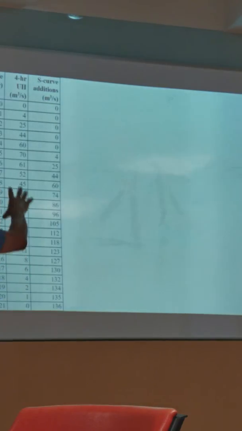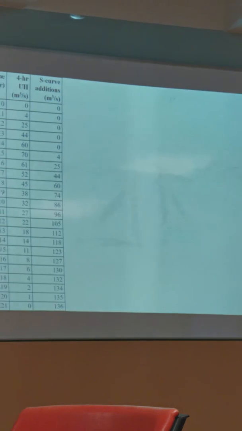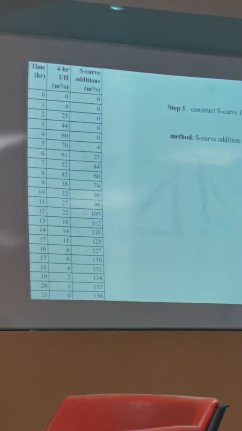So what you do is just shifting it and adding it across. This is what they call an S-curve addition. Construct S-curve from 4-hour unit hydrograph. This is the S-curve addition method. Essentially, we want to shift everybody by 4 hours. Remember the first block of effective rain, you want to shift it like that. So the 0 here starts the first point, count 1, 2, 3, 4, and then the 5th one will be the next, and so on.